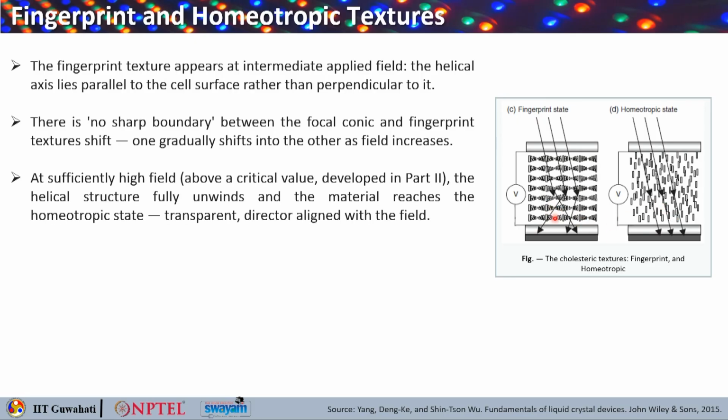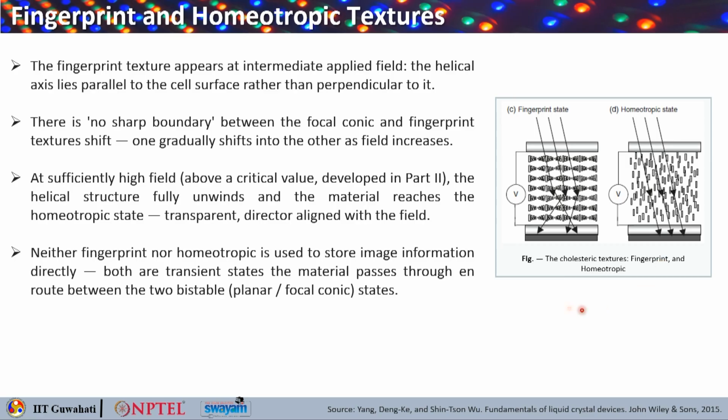When you have a sufficiently high field, above a critical value that is developed in part 2, in the next lecture, the helical structure fully unwinds, and the material reaches the homeotropic state that you are seeing here. That gives you a very transparent look of this cell, where the entire light gets transmitted and the director gets aligned with the field. So, fingerprint is giving you scattered light and this is giving you transparent throughout.